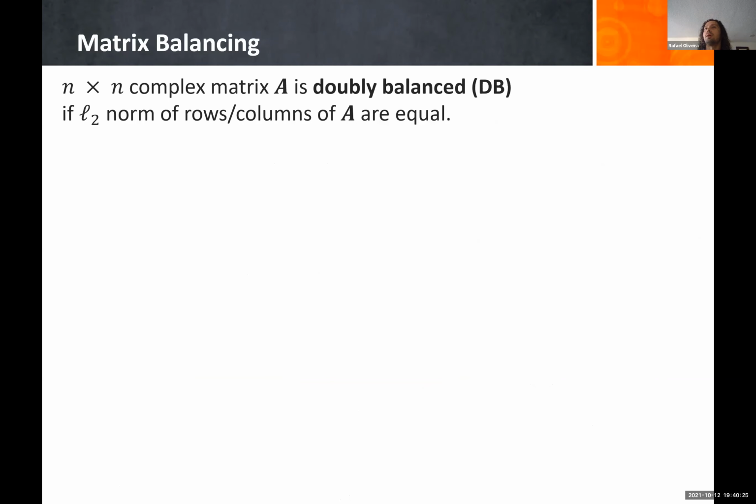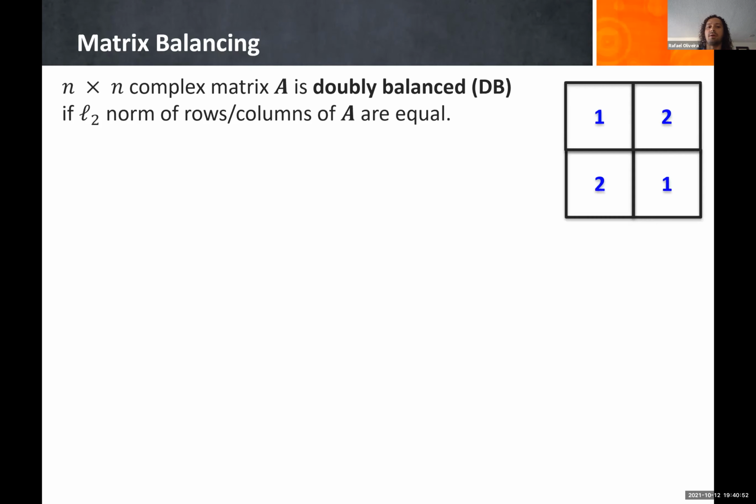Okay, so let's review a little bit of what Ankit talked about, since we're just going to generalize that. So we had the matrix scaling, or also matrix balancing problem. We had before that an n by n complex matrix A is doubly balanced if, let's say, the L2 norm of the rows and columns of A are equal. Ankit talked about the L1 norm, so I'm just going to give examples in the L1 norm, because with L2 the numbers just become harder. So for example, in this case L1 and L2 don't matter, but let's just use L1. This matrix is doubly balanced because if you sum the rows, each row sums to 3 and each column sums to 3.